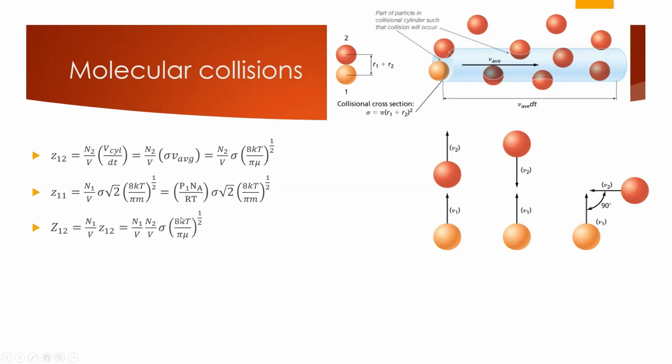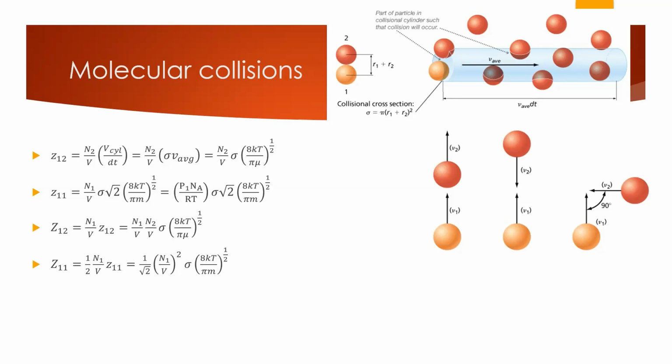And so we can write that capital Z12, so capital Z is the total collisional frequency, lowercase z is just the collisional frequency of one particle. We multiply the collisional frequency that one particle 1 makes with all the particles 2 by the number density of particle 1, how many particle 1s there are. And this gives us an answer in collisions per second per volume. Our lowercase z's are collisions per second.